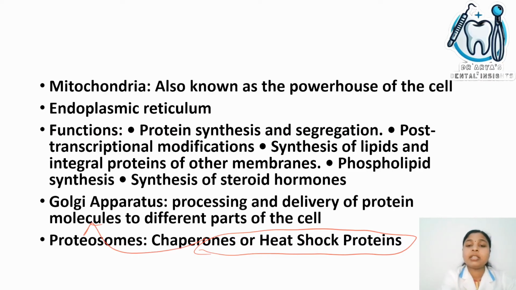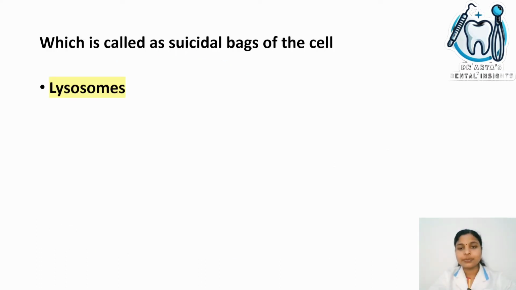Okay. And also the important point is that post-translational modification is seen in the endoplasmic reticulum, and the powerhouse of the cell is mitochondria. So the correct answer is lysosomes. Okay, they are called suicidal bags of the cell, and they have the thickest covering membrane among all the organelles.